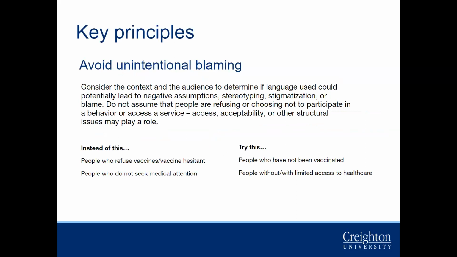Another key principle is to avoid language that unintentionally or unconsciously places blame on an individual. For example, we should not assume that people are refusing or choosing not to participate in a behavior or access a service, because access, acceptability, or other structural issues may play a role. So, for example, instead of referring to people who refuse vaccines or are vaccine hesitant, we can instead refer to them as people who have not been vaccinated.